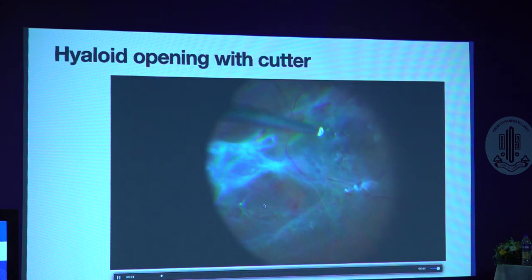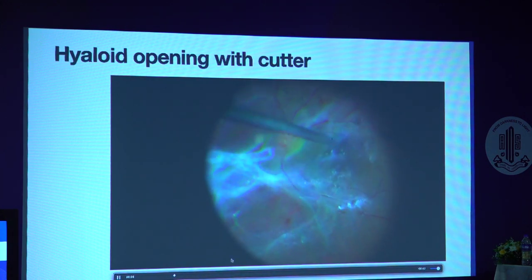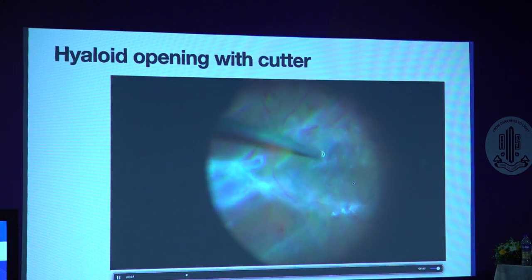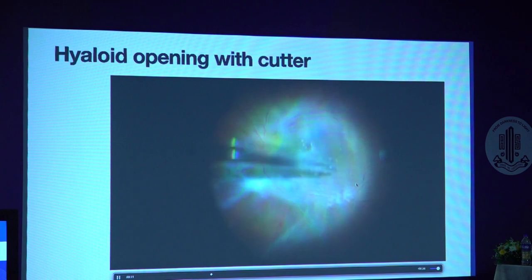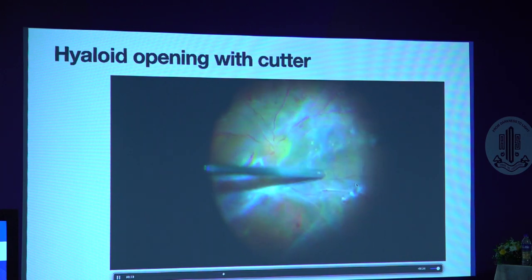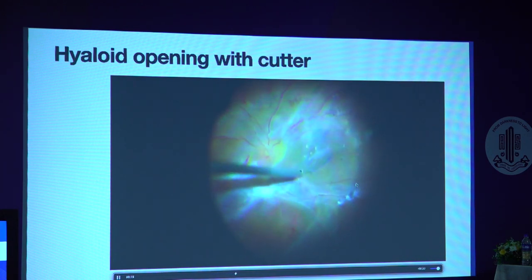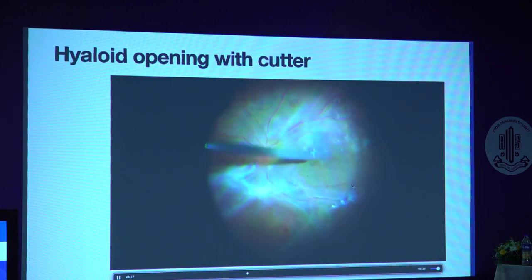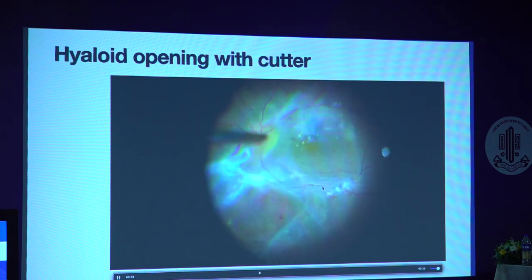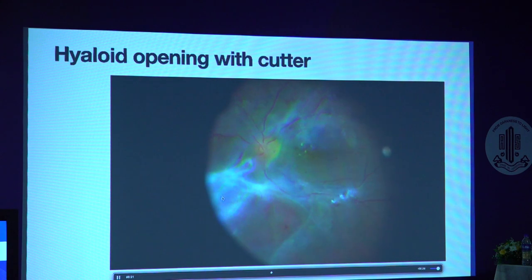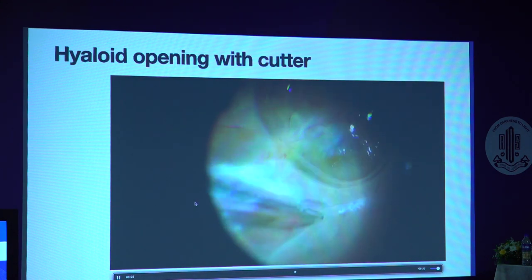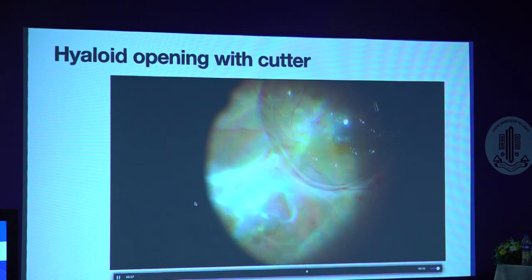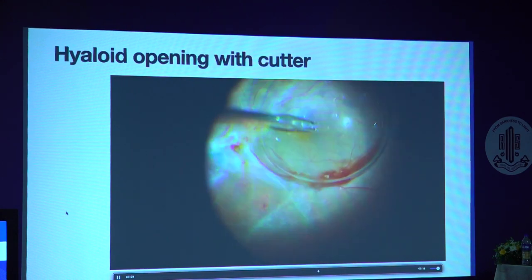If you do not have enough purchase with the forceps, you can find the edge at one place here, change the cutter direction, and then the hyaloid can be opened with the cutter like this. It may be difficult to use the forceps in some patients because you might inadvertently create breaks nasal to the disc, in cases where the adhesions are very strong.